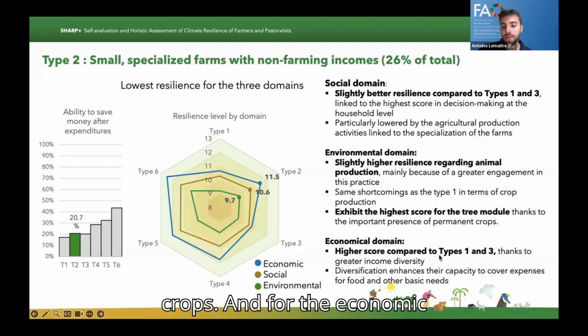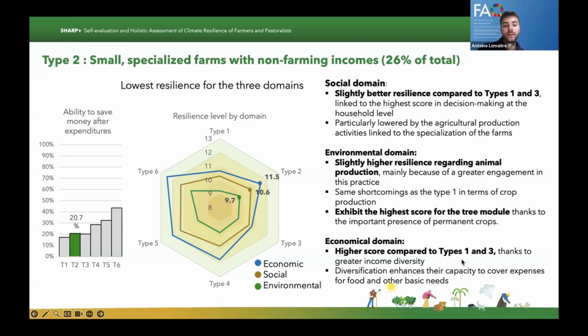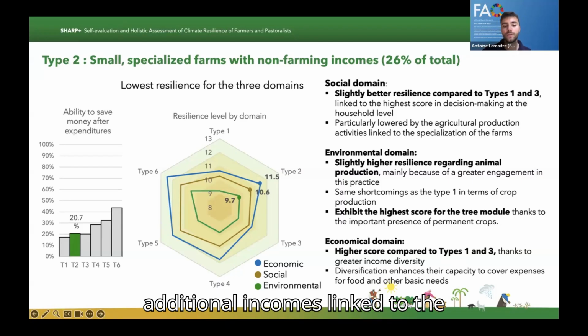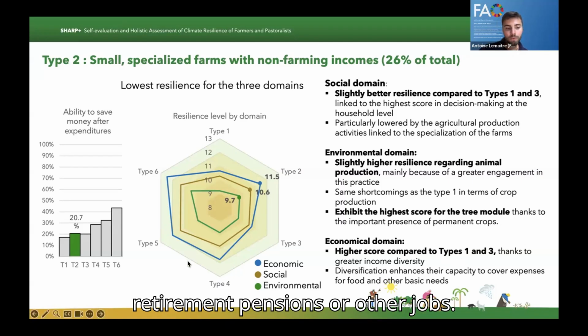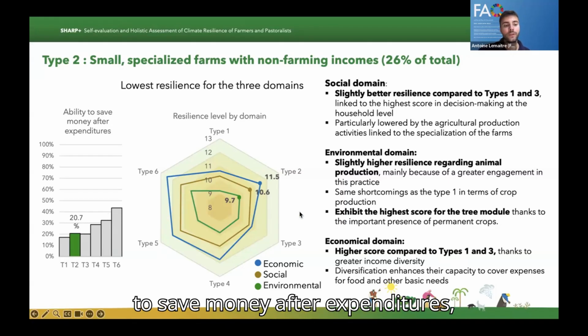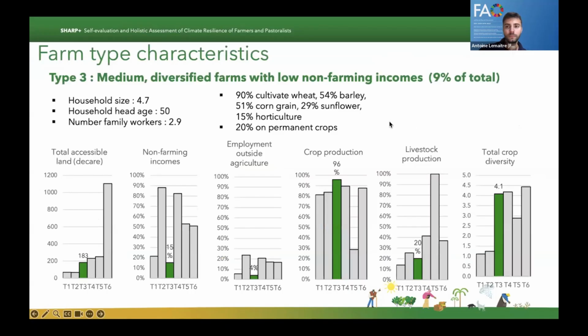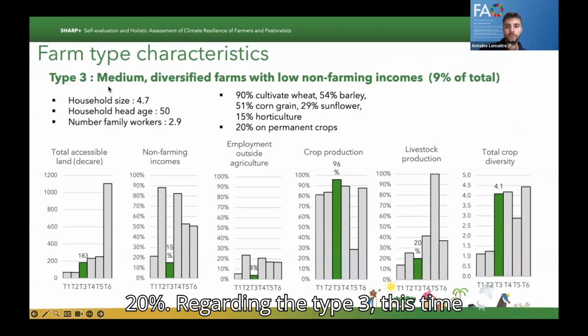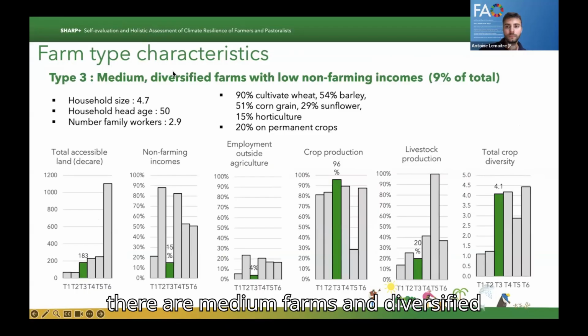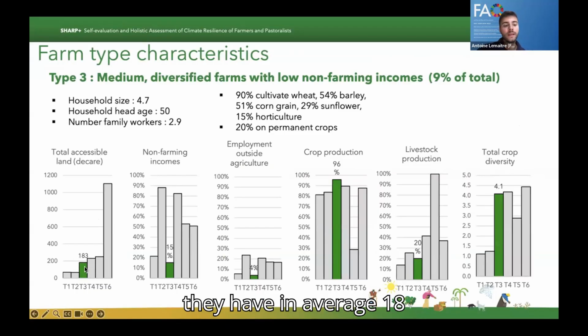And for the economical domain, they have the highest score compared to type 1 and 3 because of these additional incomes linked to the retirement pensions or other jobs. And they also have a rather low ability to save money after expenditures, 20%. Regarding the type 3, this time they are medium farms and diversified farms. So medium, you can see here that they have on average 18 hectares.